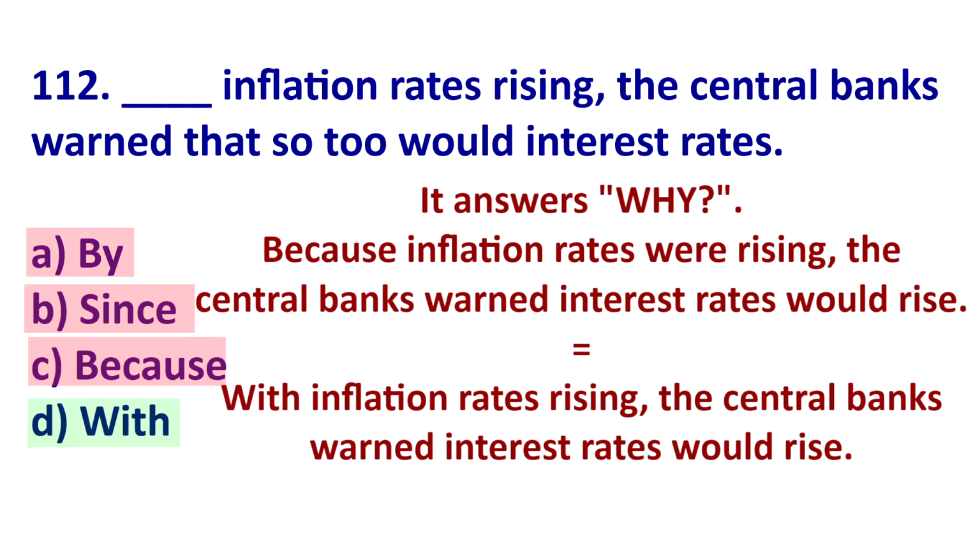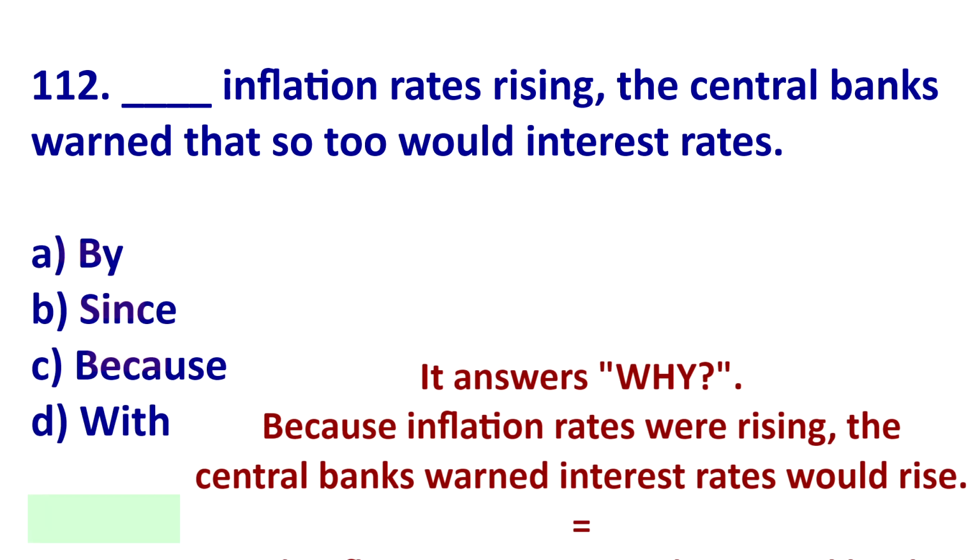This is the reason they warned that interest rates would probably go up. Think of it this way. Because inflation rates are rising, the central banks warned that interest rates would rise. This would equal, with inflation rates rising, the central banks warned that so too would interest rates. It's answering why. So that's why we're not using by. By verb ing answers how. So the best answer here is with.